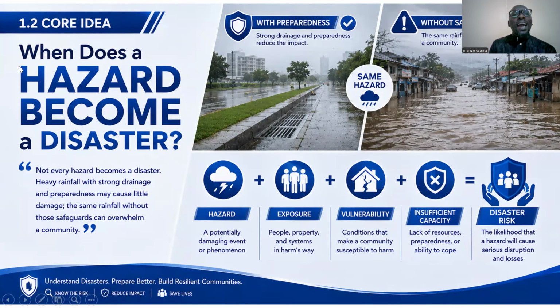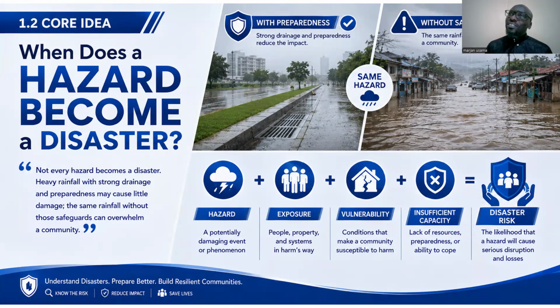So when does a hazard become a disaster? And what is a hazard, basically? Not every hazard becomes a disaster. Heavy rainfall with strong drainage and preparedness may cause little damage. The same rainfall without those safeguards can overwhelm a community. So they're giving us an example here. Basically, they're telling us we have two scenarios.